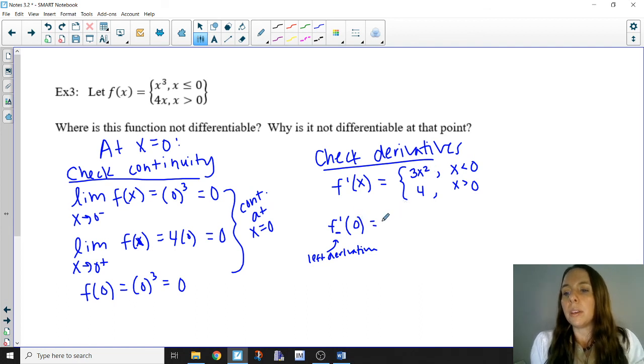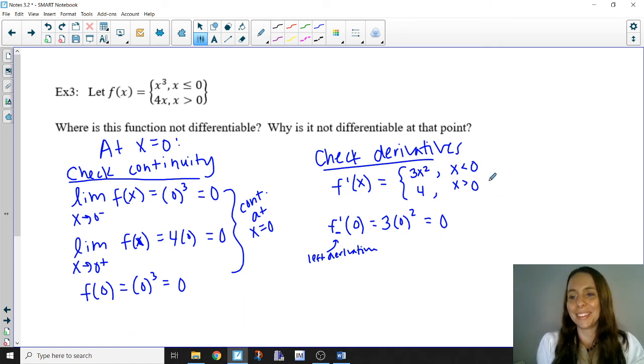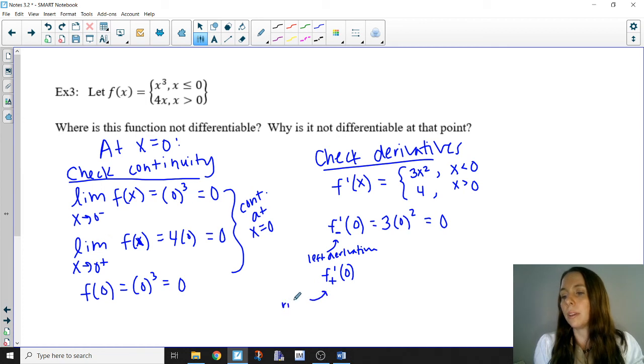All right, so I'm going to plug 0 into 3x squared, and 3 times 0 squared gives me a left-hand derivative value of 0. That says left derivative, by the way. Okay, next, I'm going to find the right-hand derivative, and so I'm plugging 0 into f prime, but I'm going to put a little plus sign here, which indicates I'm doing a right derivative. The thing about that is, though, you don't have an x to plug into the right. It's just 4. There's your derivative.